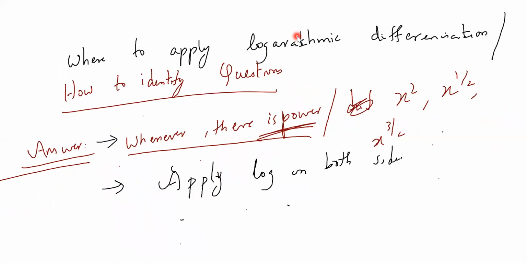Has everyone finished this particular thing? Where to apply logarithmic differentiation, or how to identify the question? Now everyone knows if power or degree comes, we have to do logarithmic differentiation. Is it clear? In school, they are not going to tell you any of these things. They will solve the questions and go on and on. So differentiation is a big chapter. We don't know what to do or what formula to apply where. Now I'm telling you everything very clearly.